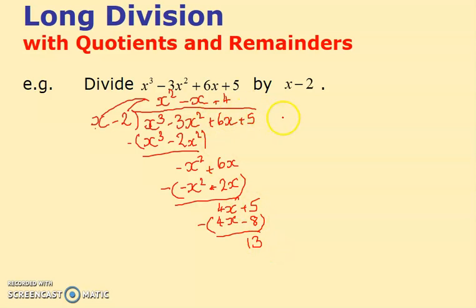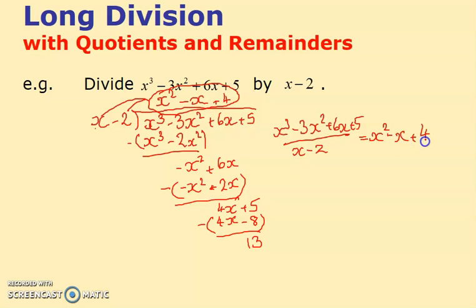So what we do here, we write x cubed minus 3x squared plus 6x plus 5, when it is divided by x minus 2, the answer is, well, what was the answer? The answer is this quotient up here. The quotient's a posh name for the answer when you divide. But it's not exact, you see. That's the point. I've still got 13 left over when I do this division.